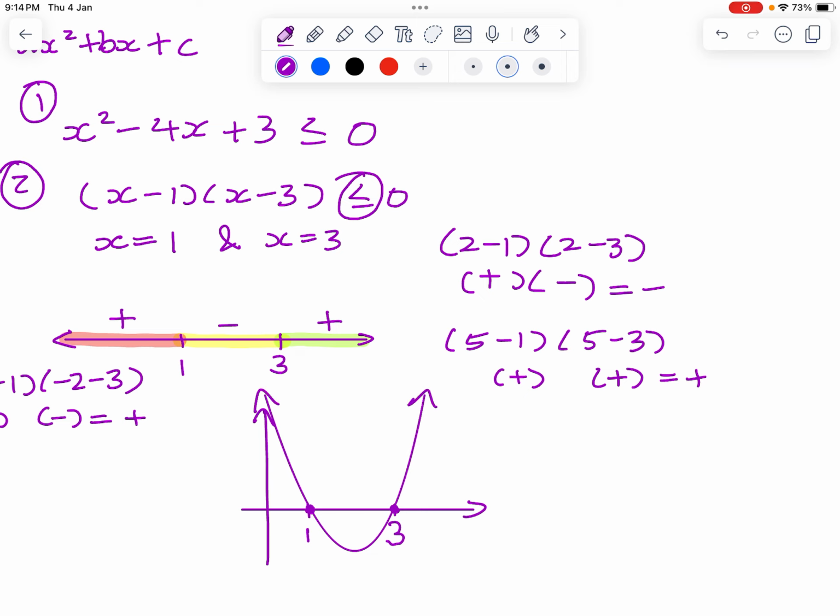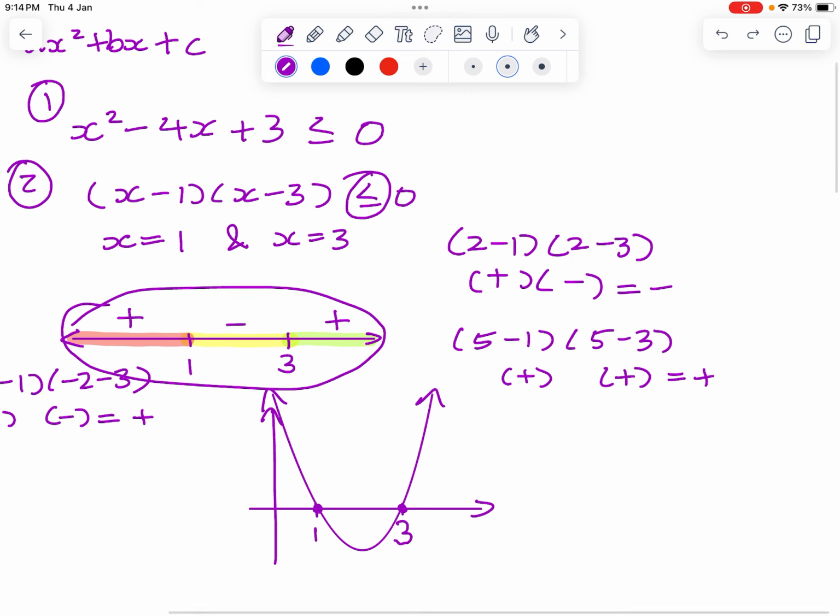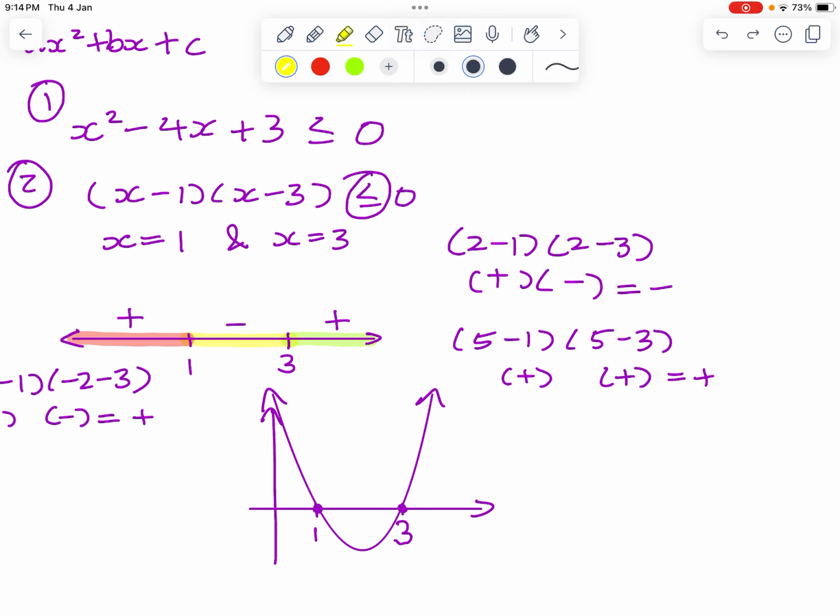And when you take a look at this graph, look closely. It really connects, this graph here really connects with this number line here. And basically, I want to highlight the ranges. So we have 1 and 3, right? Here, we also have 1 and 3. So let me just sketch that part as yellow.